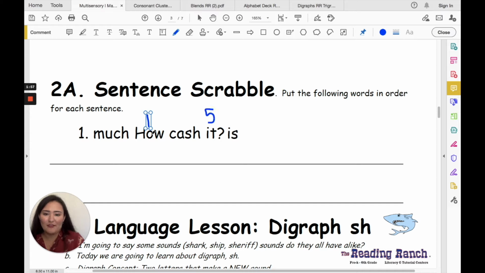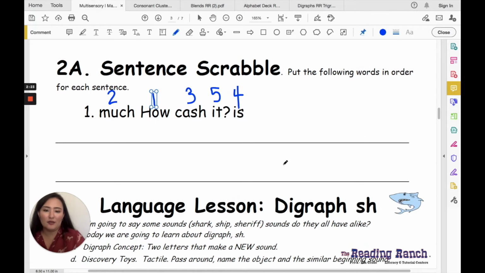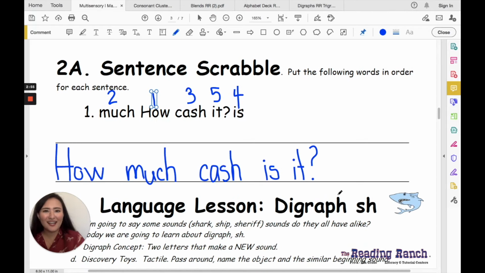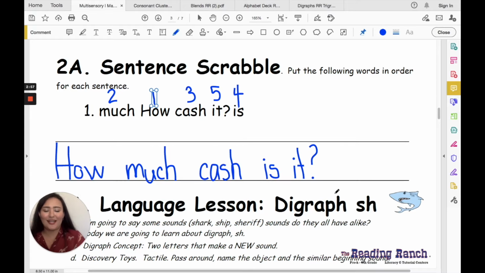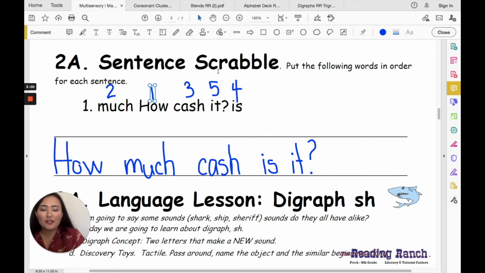Okay, so we have how, blank, blank, blank, it. That's not a very good sentence either. We got to fill in the rest of the blanks, right? So, right, we do normally say how much. Awesome. So, how much is cash it? How much cash is it? There you go. Yeah, how much cash is it? Awesome. So we're going to go ahead and write that on this line, okay? Awesome. You got it done? Looks great. Okay, so we're going to go ahead and do our decks.